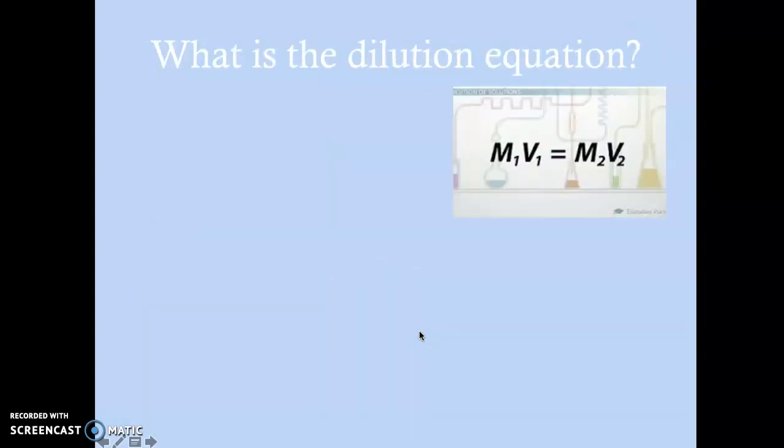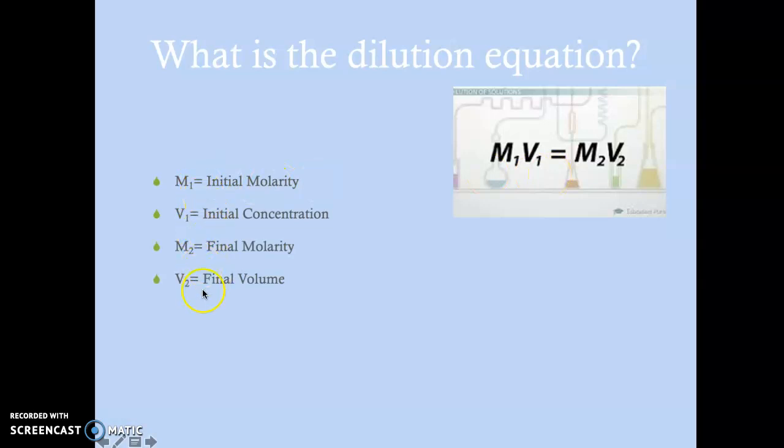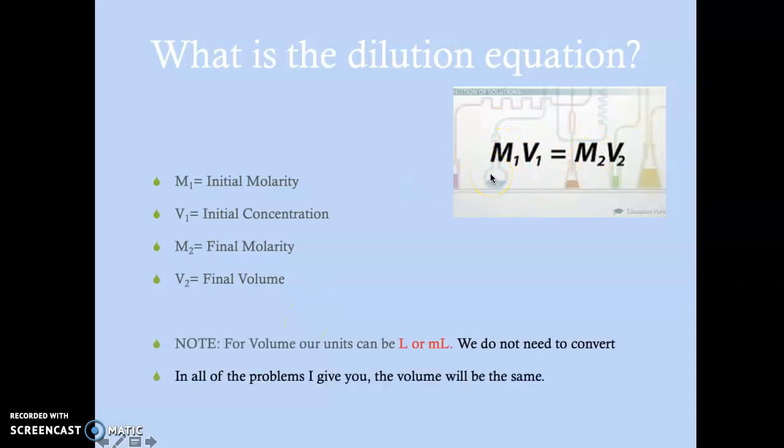So what's the dilution equation? M1V1 = M2V2. M is molarity, V is volume, and the ones just tell you initial and final, where you're starting and where you're ending. So if I know 3 of these 4 variables, I can solve for the fourth. It's just algebra, multiply and then divide. So volume can be in liters or milliliters. It doesn't matter. They just have to be the same.